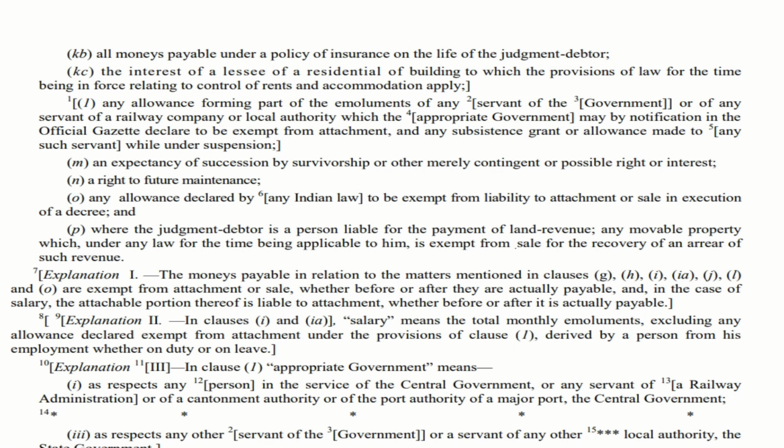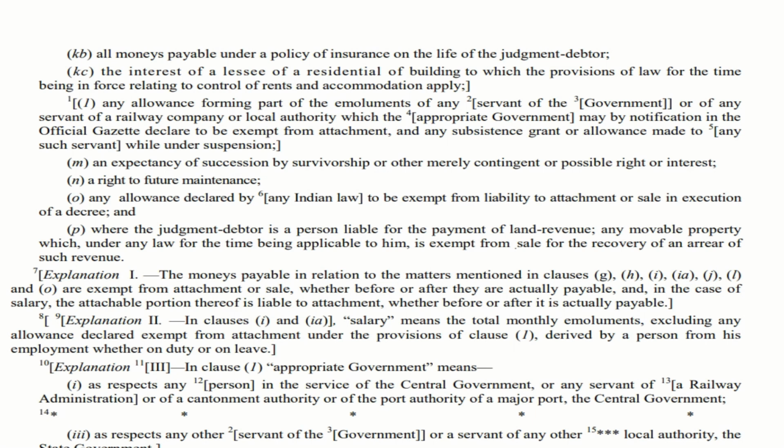Let us move to the next point, which is point M. If a person is expecting a succession by survivorship, imagine I may get the property by succession from my parents or from anyone else for that reason. So in that case, can anyone attach that particular right or the expectancy of succession? The answer is no, because it is a possible right or interest. I have not got that right yet.